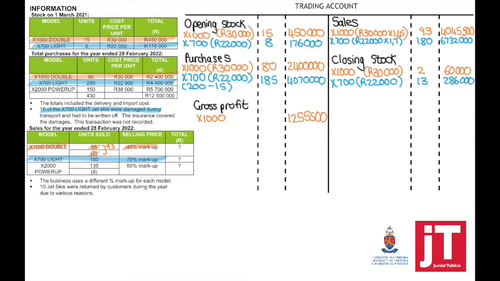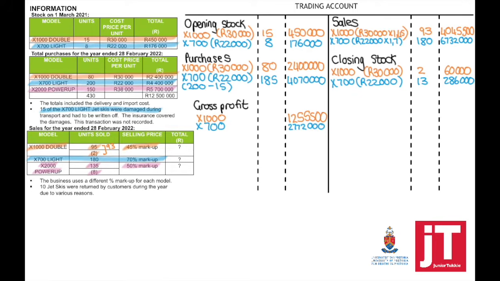To work out the closing stock, opening stock plus the net purchases minus the sales equals my closing stock. Now we can calculate the gross profit on this item specifically by taking the total sales on that specific item plus the closing stock on that specific item minus the opening stock minus the purchase equals the gross profit.